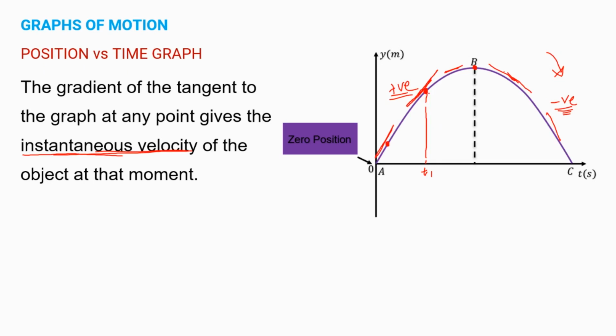Remember we talked about this. At the same displacement, the gradient here is positive, and then we have the gradient there negative. The magnitude of the gradients is the same, but they have different directions or different signs. We'll discuss more about the position time graph in our next lesson.